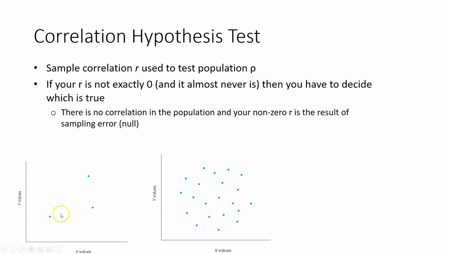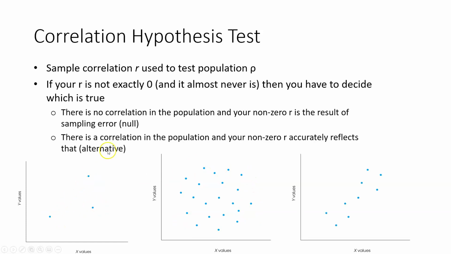Or, if you gather sample data like this, remember, you don't actually know what the population looks like, so given these sample data, it might be that the population actually has a correlation that looks like this, and these data points reflect this population of scores. And that non-zero R coefficient accurately reflects that case, that there really is a correlation in the population, which is the alternative hypothesis.